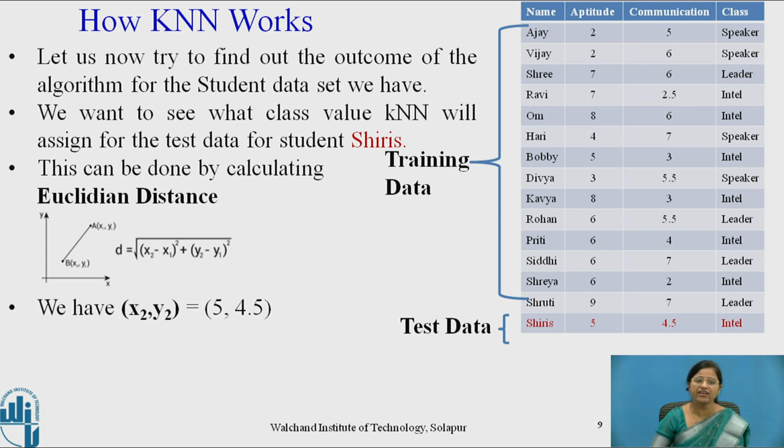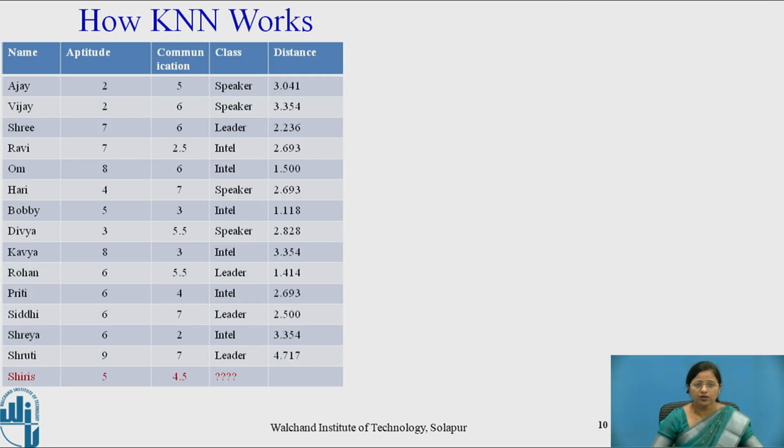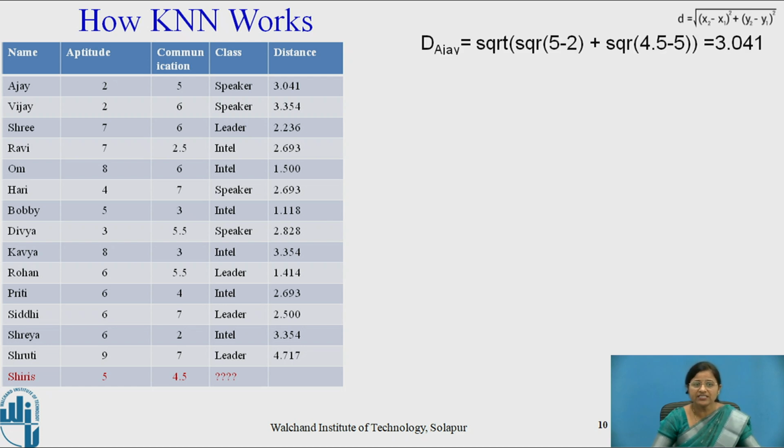Now in this case we have x2, y2 as 5, 4.5. So for the given data set we need to predict the class. We have the Euclidean distance formula. Then in this case we need to calculate the distance of each data point, that means distance of Ajay from Shirish, Vijay from Shirish, Shri from Shirish, like that for all data points. So here the distance for data point Ajay and Shirish is calculated as square root of (5 minus 2) squared plus (4.5 minus 5) squared, which is 3.041.